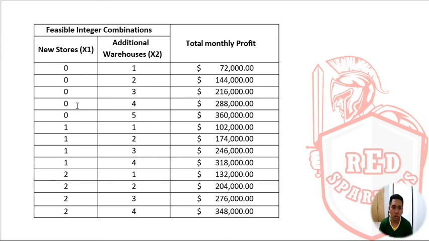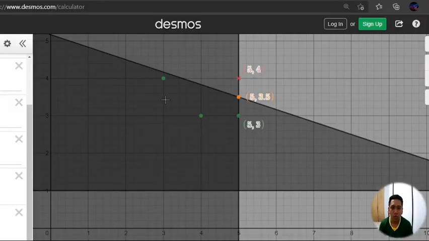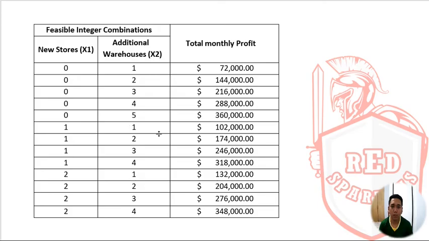01, 02, 03, 04, 05, 11, 12, 13. Sir, how do I know which feasible integer combinations to include? Only those that fit here, only those within your feasible region. 15 is not included. 44 is not included. So you need to analyze where the feasible region is. All those within the feasible region, we will go through one by one, and we will analyze which is the best value or the optimum value among them.